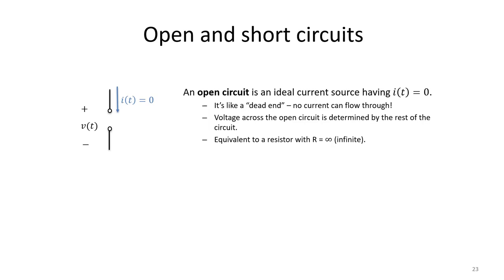Let's continue our discussion of components. Next, we have open and short circuits. Believe it or not, these are actually very, very important, and they come up a lot. So an open circuit is an ideal current source having zero current. So it's literally like a broken wire. If a wire is broken, no current can flow through there. You can also think of it like a dead end.